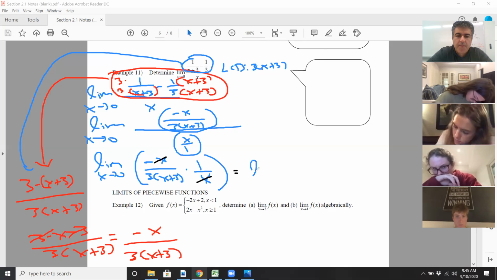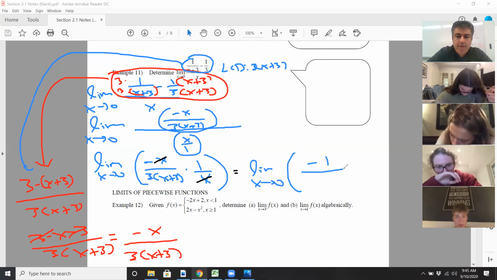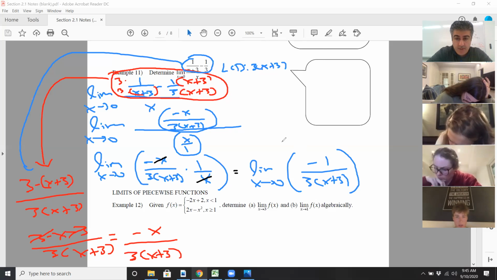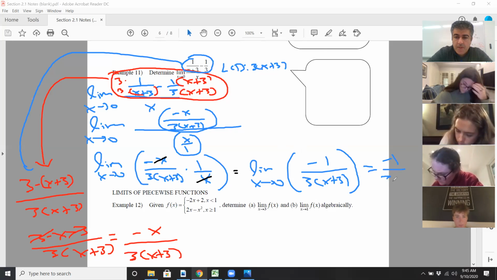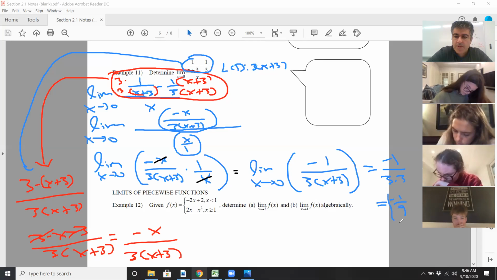So now it's going to be the limit as x approaches 0 of negative 1 over 3x plus 3. So now we're ready to substitute and get our final answer. If you do, you get negative 1 over 3 times 3, or negative 1/9, which is what the Desmos graph showed us.